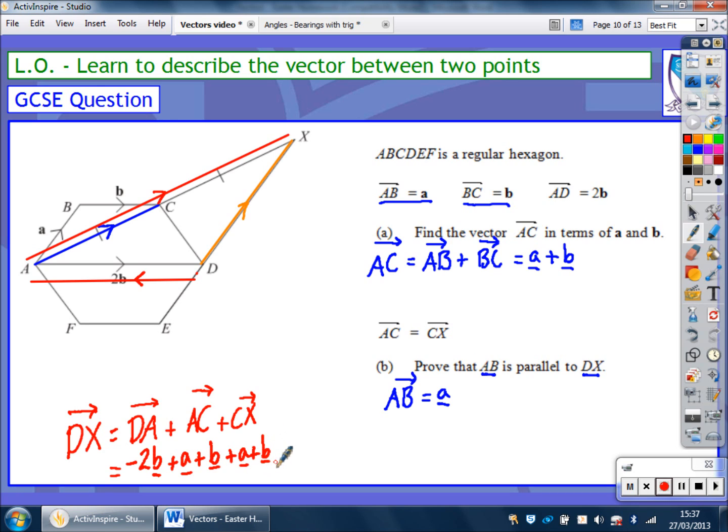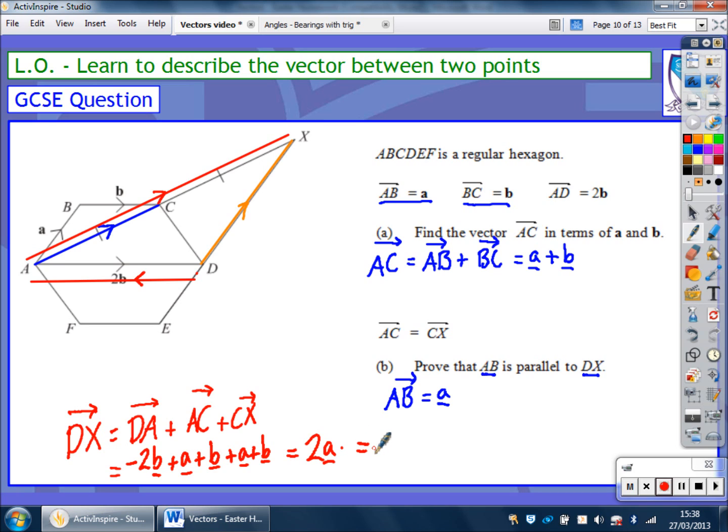Okay, let's collect all the like terms together. We've got 2 a's, and we've got minus 2b plus b plus another b. So we've got minus 2b plus 2 b's, which is going to mean that the b's cancel out and leave us with no b's at all in our answer. So our answer, DX, is just 2a.